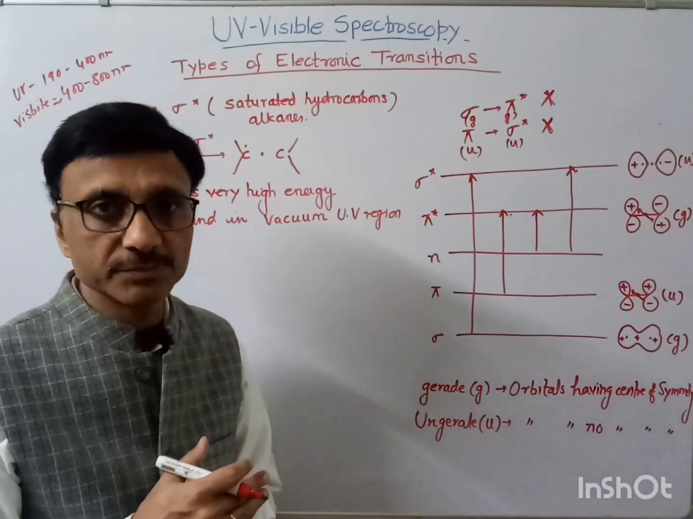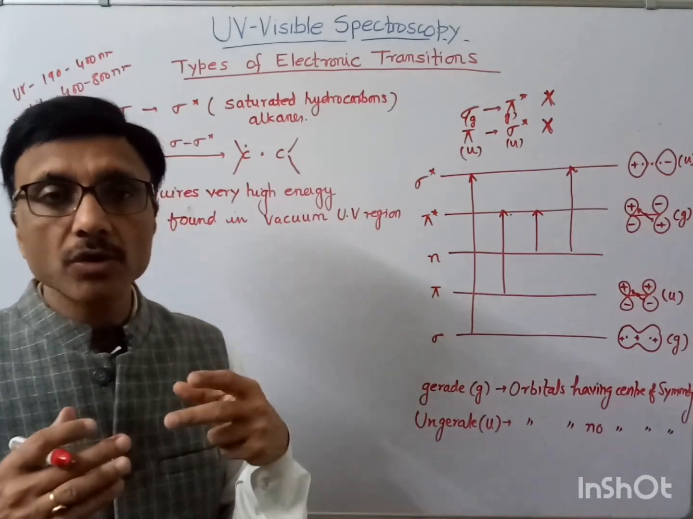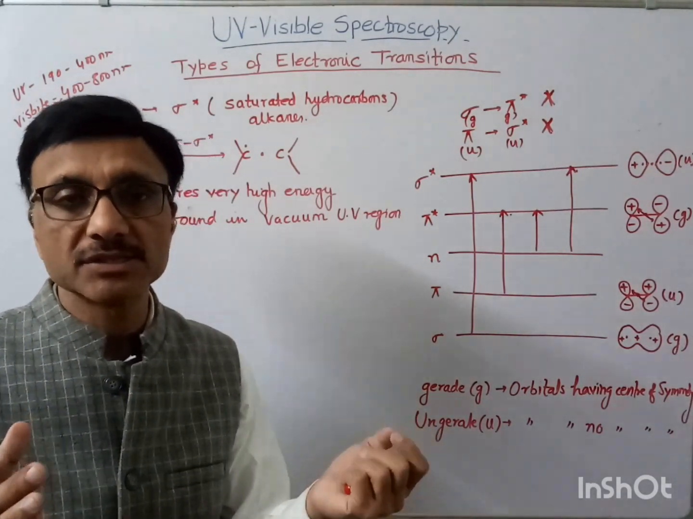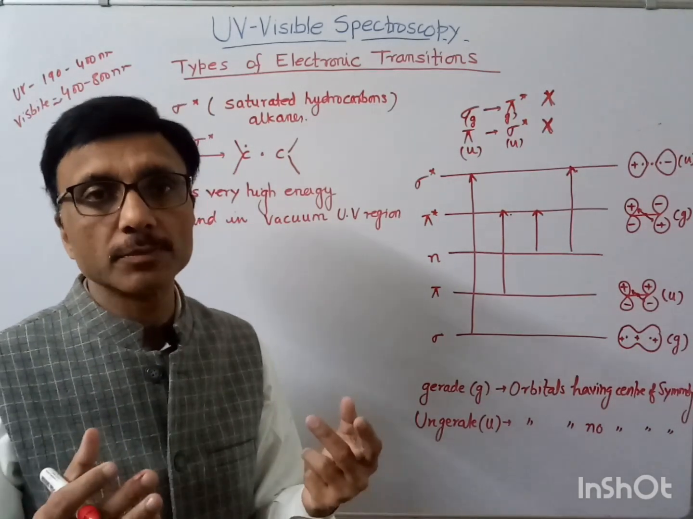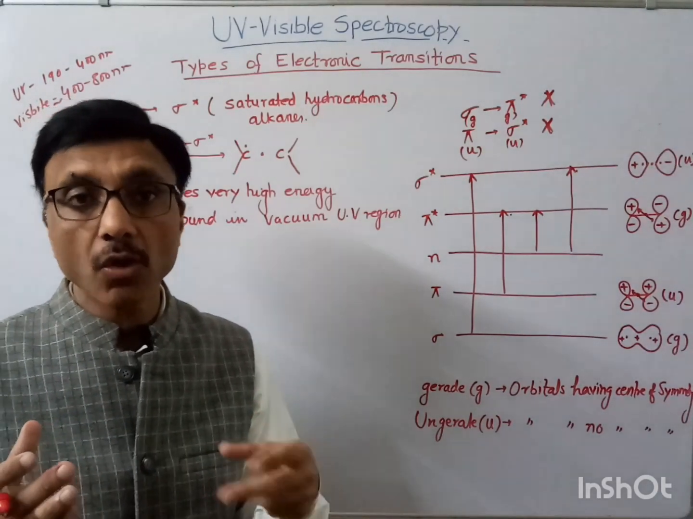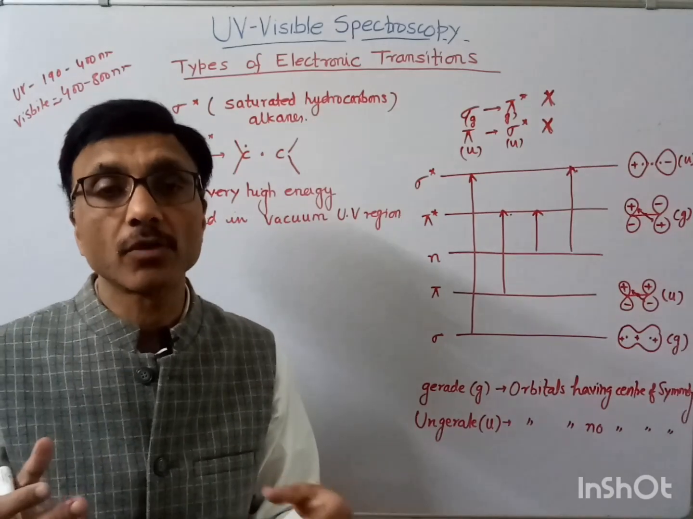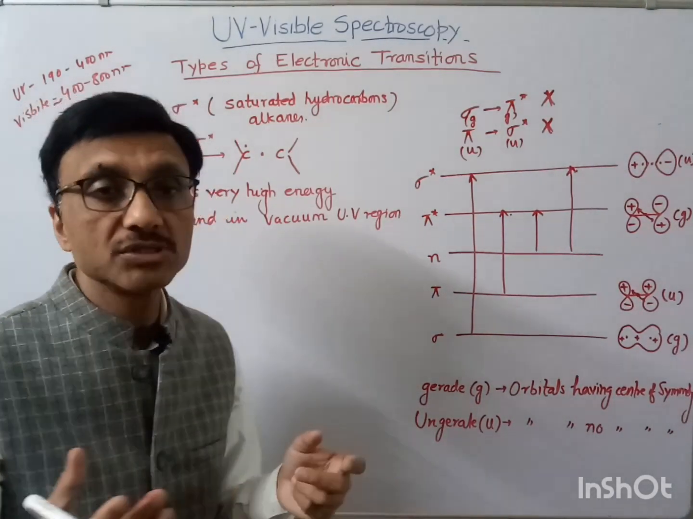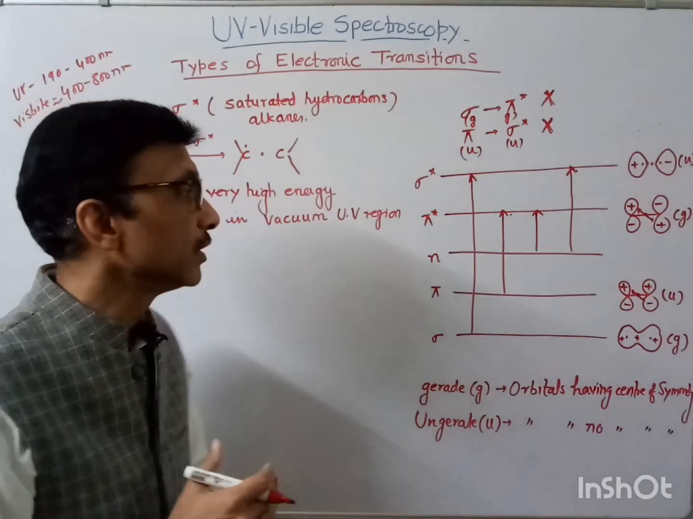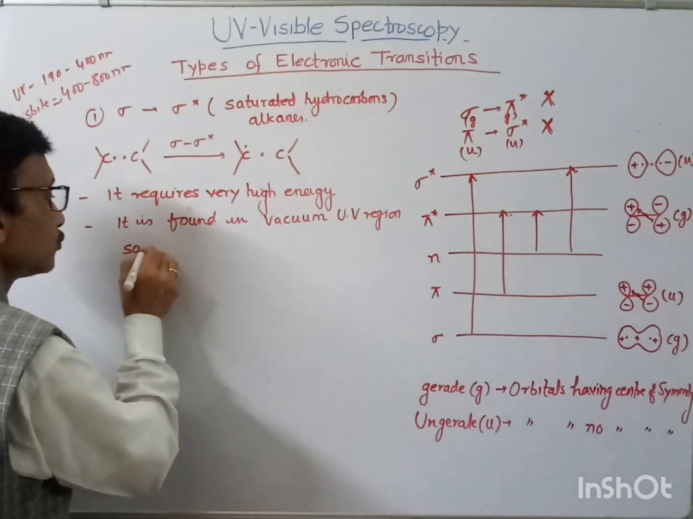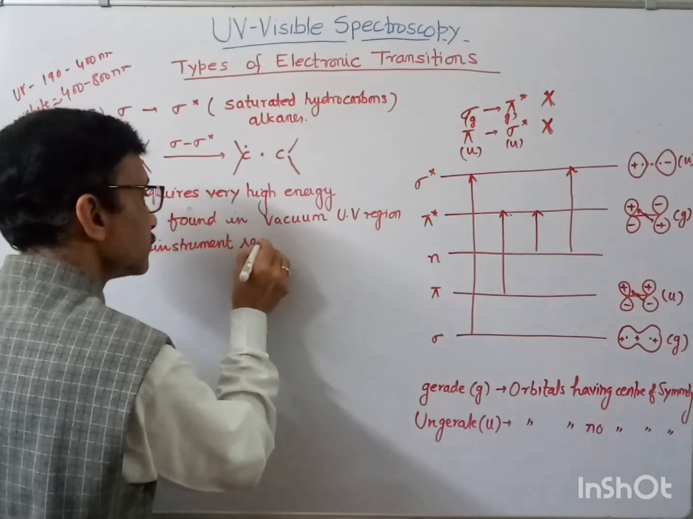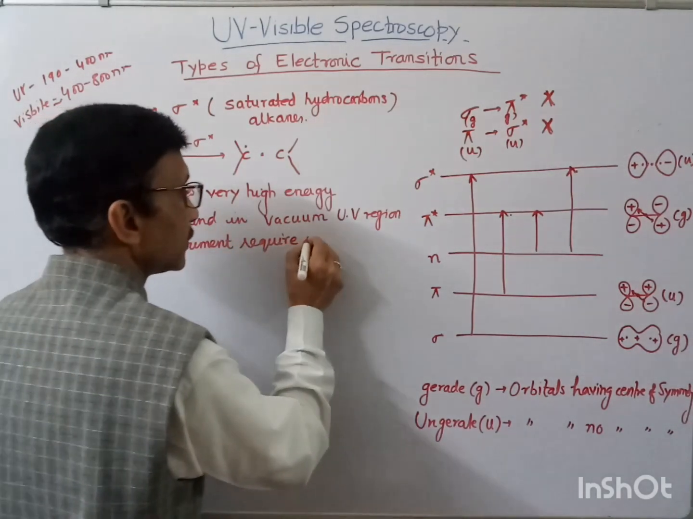To study such types of transitions, we need a vacuum arrangement in the UV visible spectrophotometer. Otherwise, the oxygen or air present in the surroundings will also absorb this UV visible light, and we can get a band due to oxygen absorption, or from nitrogen also. Nitrogen or oxygen can also absorb such high energy. That's why we need a vacuum. The instrument requires a vacuum arrangement.